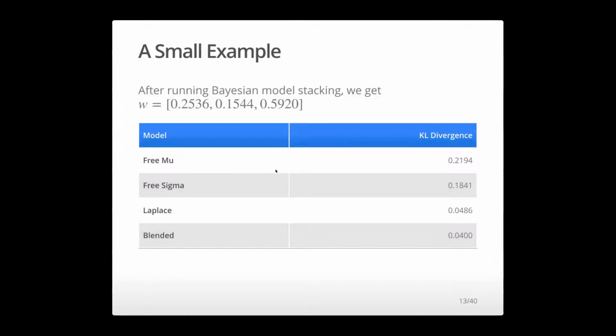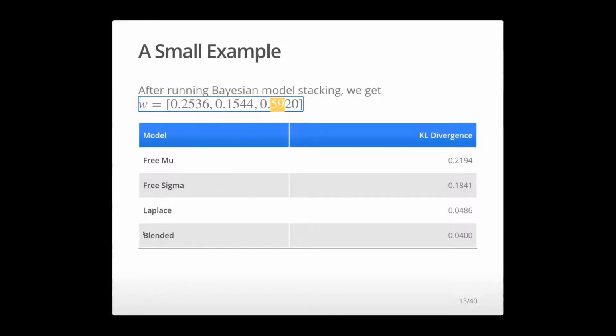So we can run this through our Bayesian model stacking procedure, and the results that we get are basically 25% weight on the free mu model, 15% weight in the free sigma model, and 60% weight on the Laplacian model. And this kind of makes sense. It's putting the most weight on the model that makes the most sense, that fit the best the first time around.